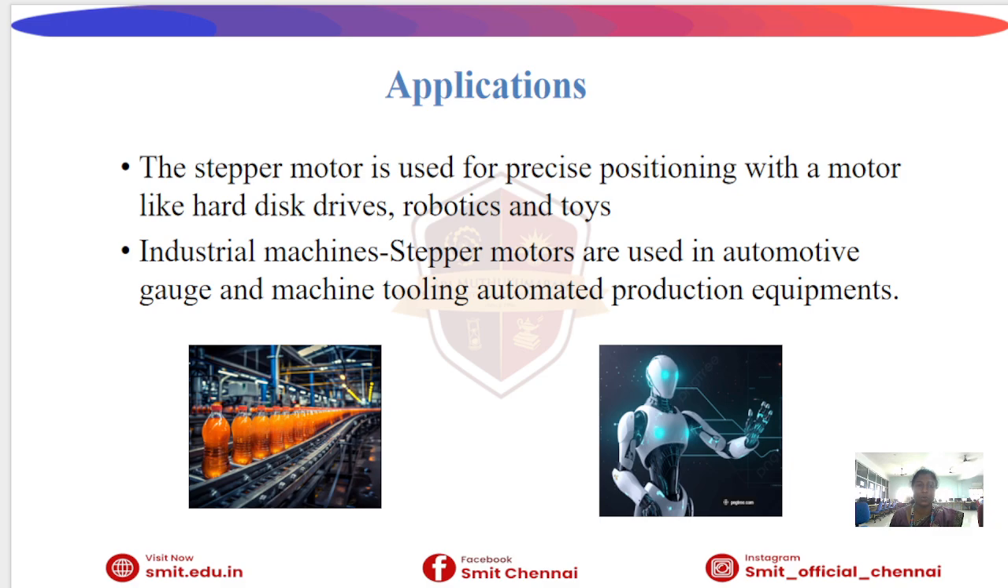And the next one is automatic gauges. In vehicles, stepper motors are used in speedometers, fuel gauges, and tachometers. They are used because they move the indicator needle accurately according to the sensor signals. The next one is automated production equipment. Stepper motors are widely used in automation systems and production lines because they control the precise movement of conveyors, cutters, and assembly machines.